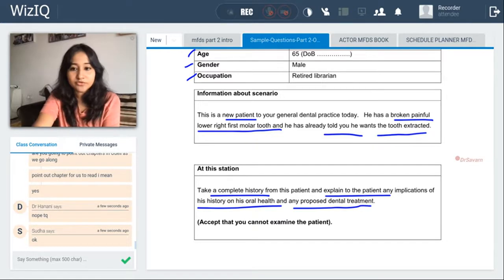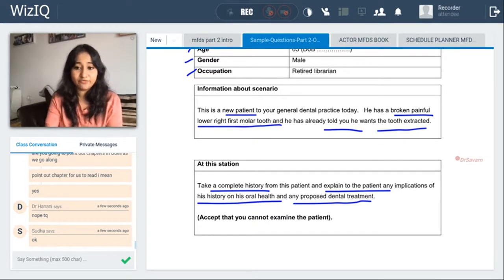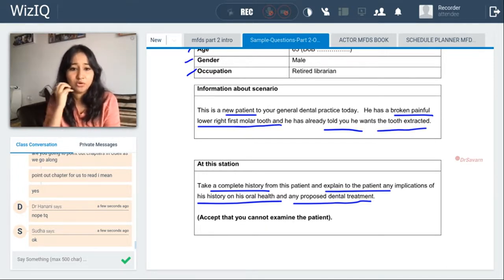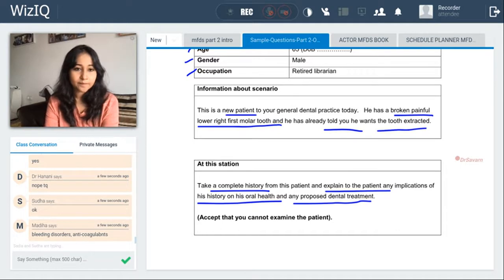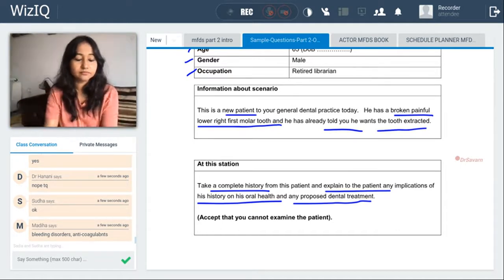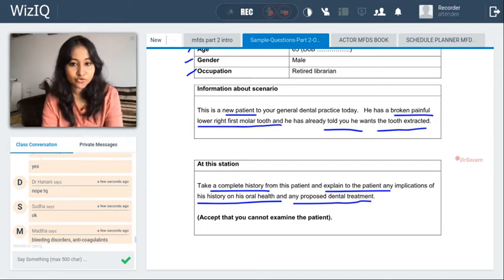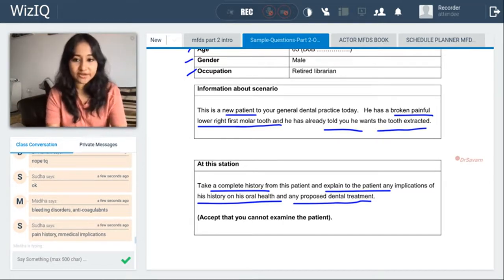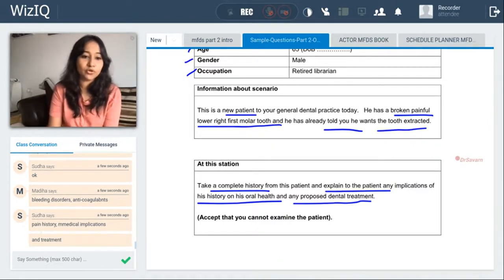So you have a few pieces of information here. How do you want to go about it? If this is the information you have been given, a broken, painful lower right first molar and the patient wants it removed, why is it a history taking theme, and what is the important part of the history that would change your treatment options? Correct. Very true. Before going into medical history, when you go inside and have been asked to take a history, you would always start with pain history. Correct? Yeah. Pain history.